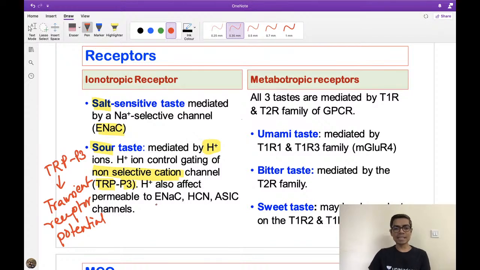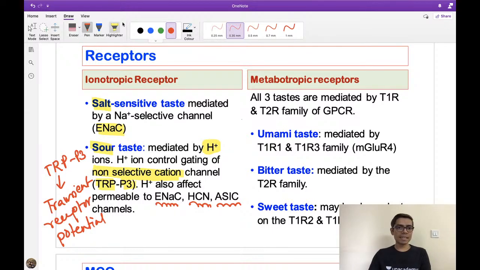Although ENaC channel is also there for the sour taste, HCN, that is the hyperpolarization induced cAMP gated channel, which is the channel which is also present at the level of nodal tissue of the heart, HCN channel. Okay, hyperpolarization induced cyclic nucleotide gated channel, and acid sensing ion channel ASIC. This channel is also there for perception of the taste.